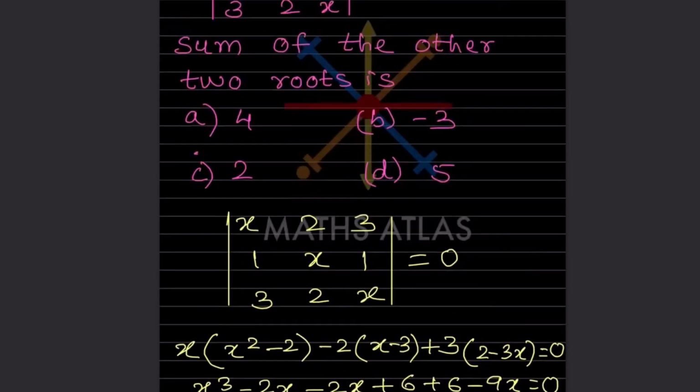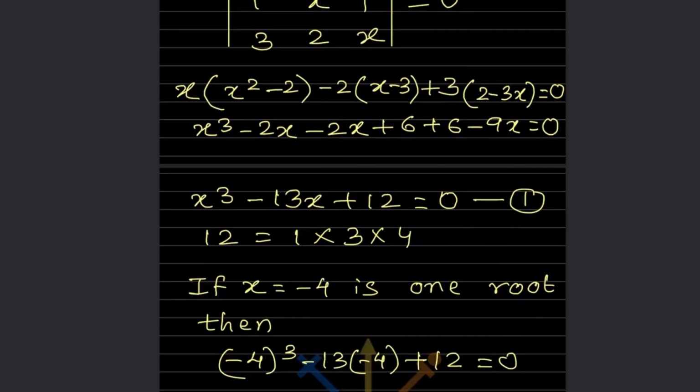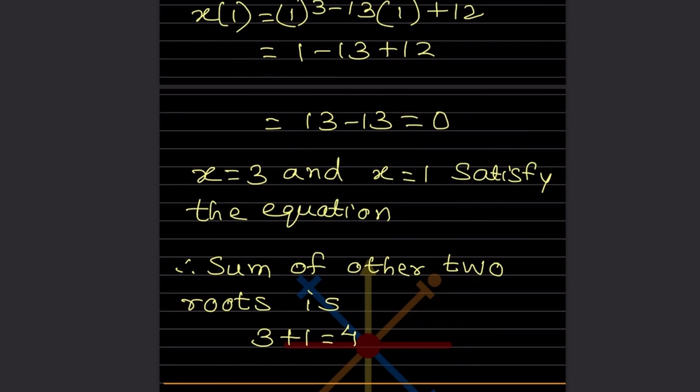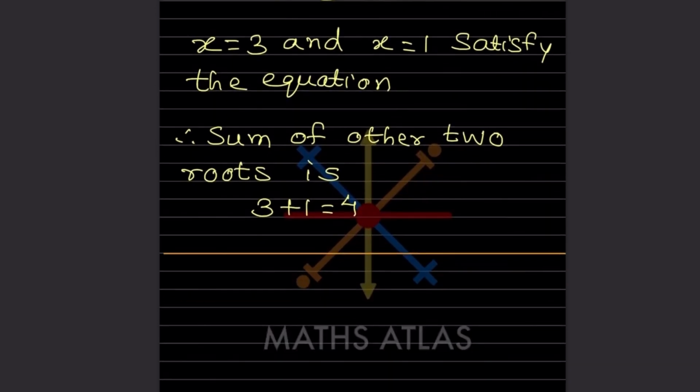Now what did they say the second thing? You have to take the sum of the other two roots. So here what are we going to do? We are going to take the sum of the other two roots, means which one? So what were the other two roots? So x was 3 and x is equal to 1. Those are the other two roots, right? So we have to take the sum of it. That means you have to add it. That is 3 plus 1 is equal to 4.